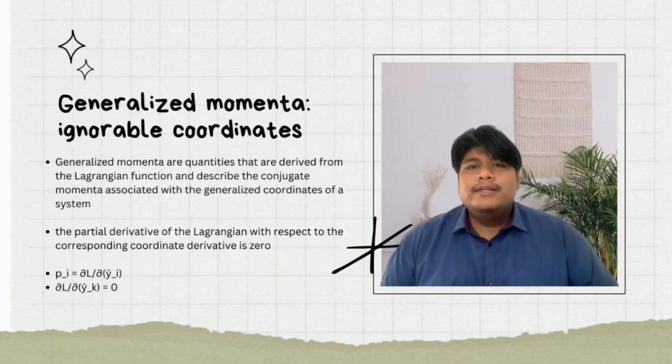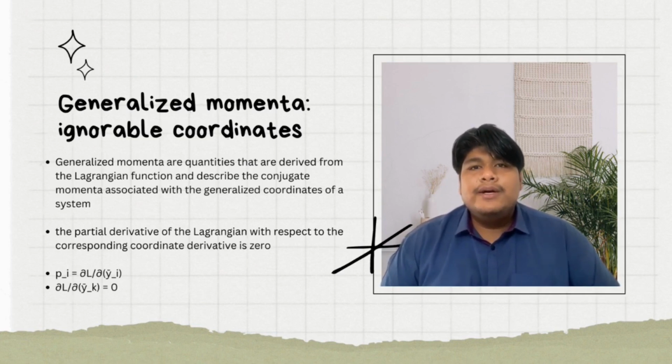In Lagrangian mechanics, generalized momenta are quantities derived from the Lagrangian function that describe the conjugate momentum associated with the generalized coordinates of a system. Ignorable coordinates, on the other hand, are coordinates that do not appear explicitly in the Lagrangian function. If we have a Lagrangian function L(q, q dot, t), the q represents the generalized coordinate and q dot represents the time derivative of the coordinate.